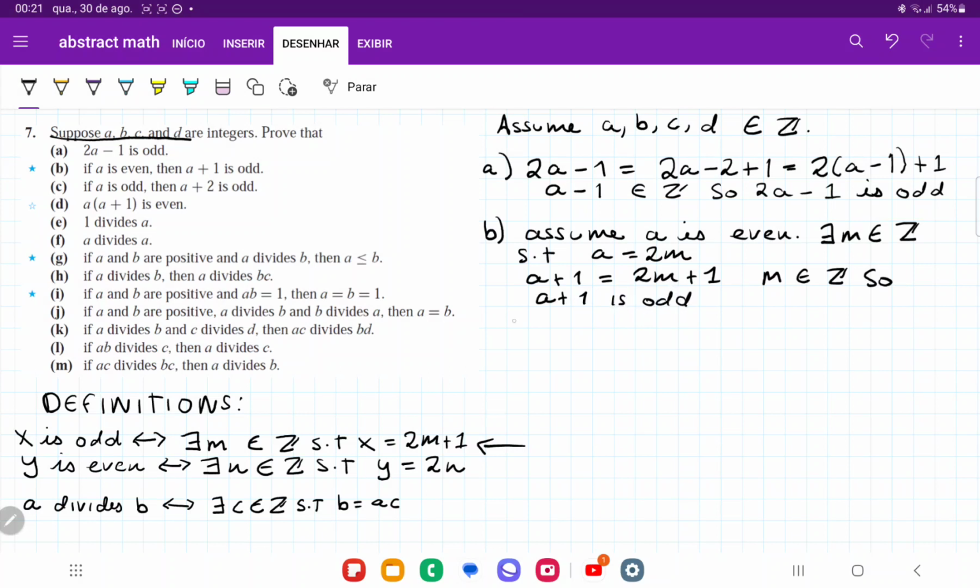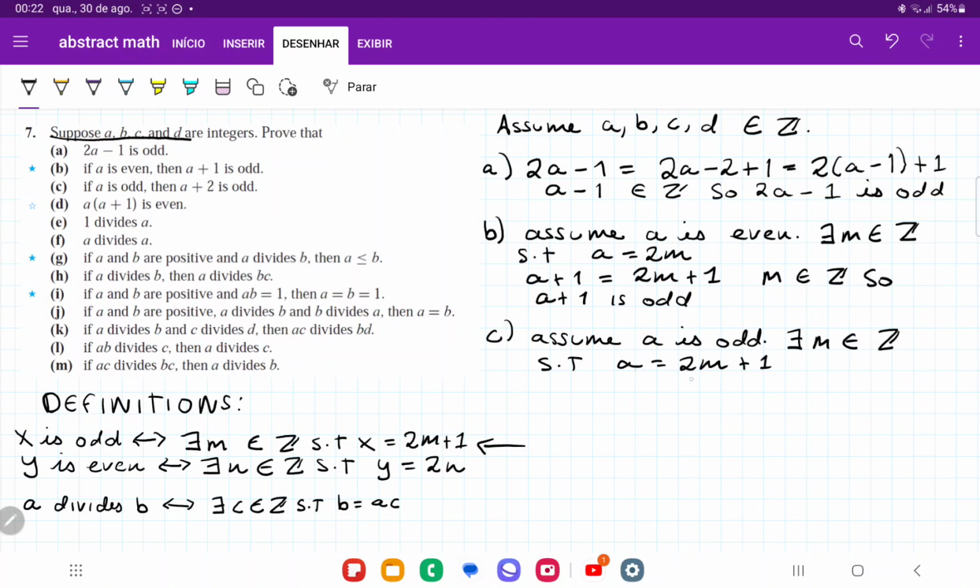Okay. For C, they want us to assume if a is odd, then prove that a plus 2 is odd. So we assume that a is odd. So assume a is odd. Then there exists an m belonging to the integers such that a is equal to 2m plus 1.